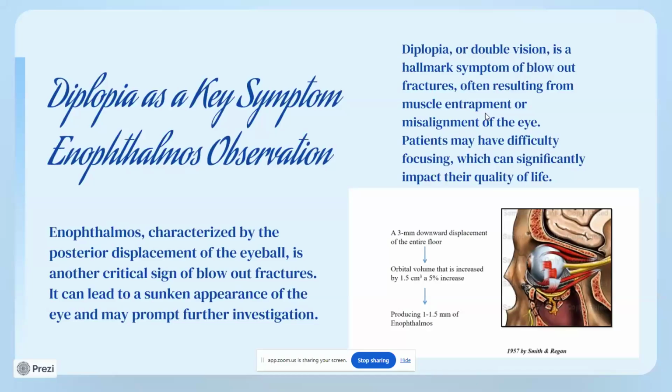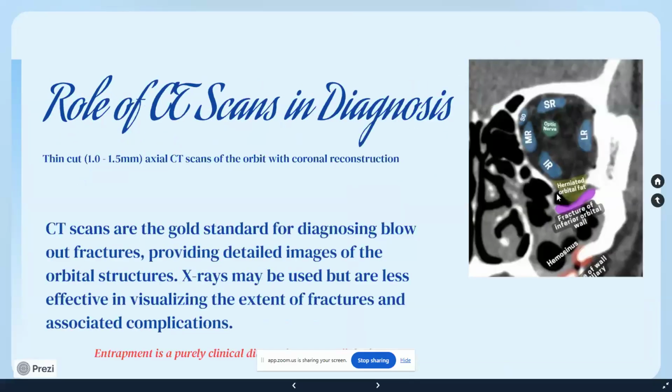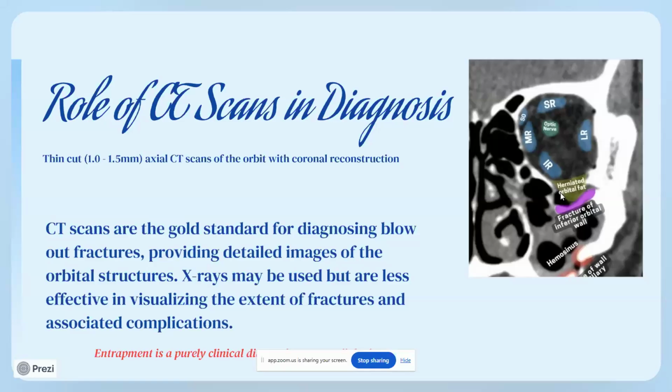So CT scans are considered the gold standard for diagnosing blowout fractures, and thin cut axial CT scans of the orbit with coronal reconstruction should be advised. In this CT scan, you can see that there is a large inferior wall fracture with herniated orbital fat. Now, even if you see that the inferior rectus is herniated into the defect, that doesn't necessarily mean that it is entrapped. Entrapment is purely a clinical diagnosis and not a radiologic one.